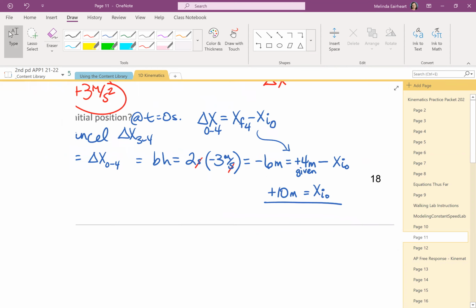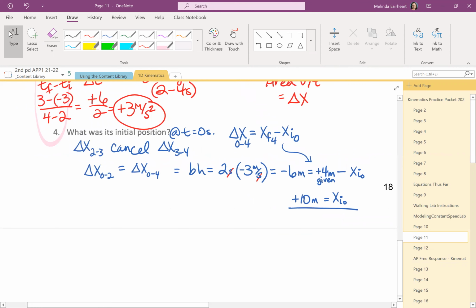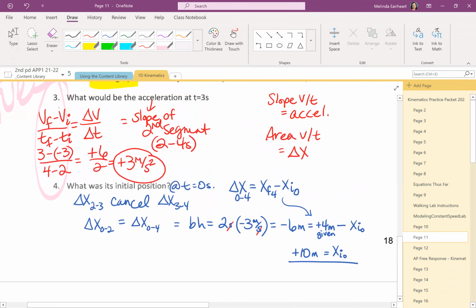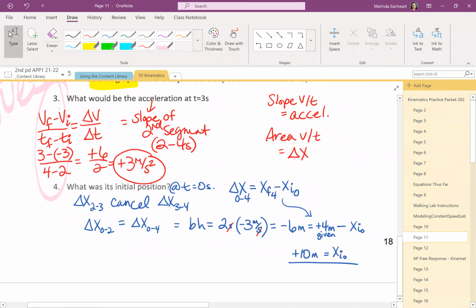So hopefully, velocity graphs feel a little better. I don't know. It could all still be foreign to you. Practice makes better. I don't like the perfect, right? Nobody's perfect. No, nothing's perfect. So I tell my own kids, practice makes better.